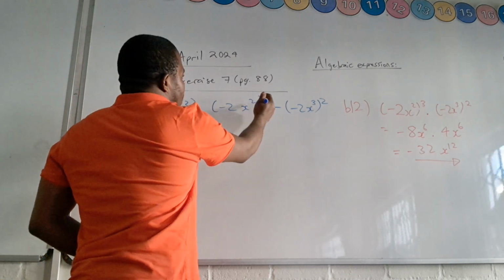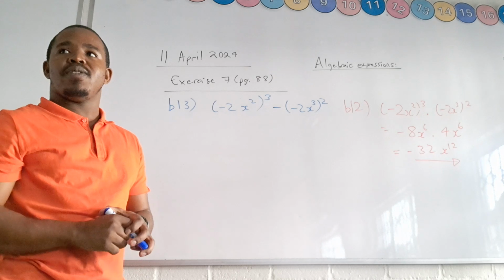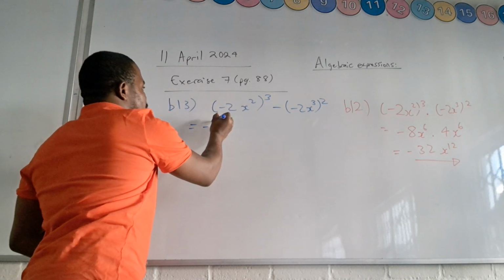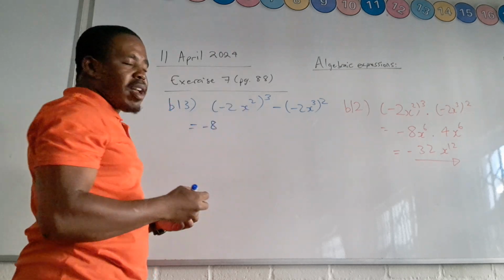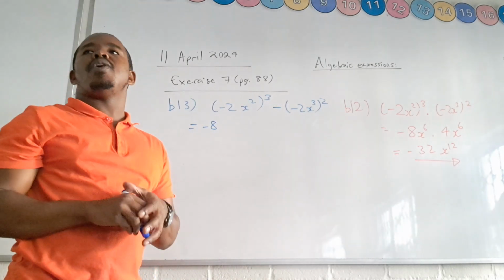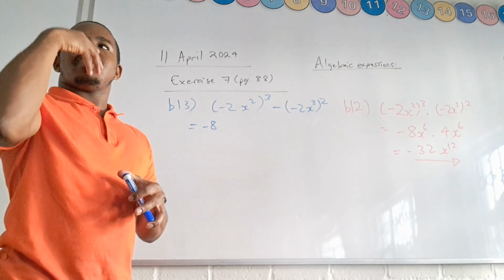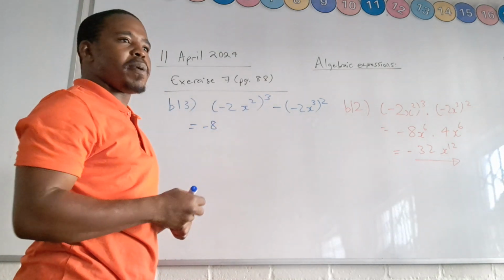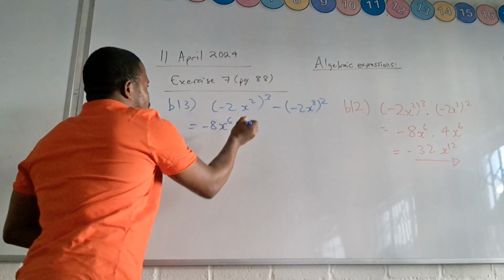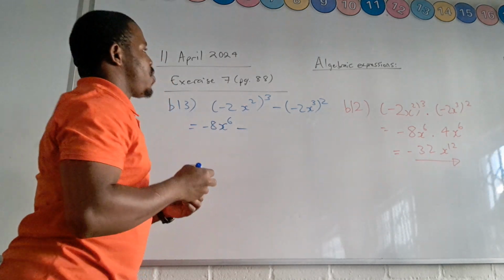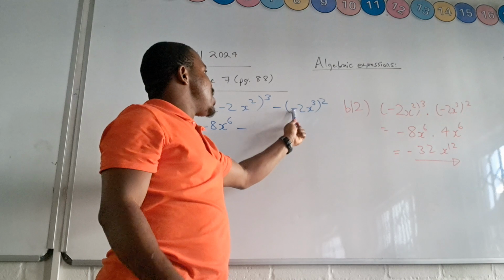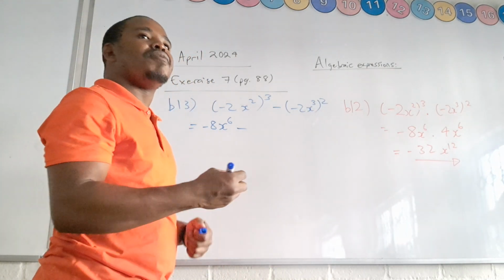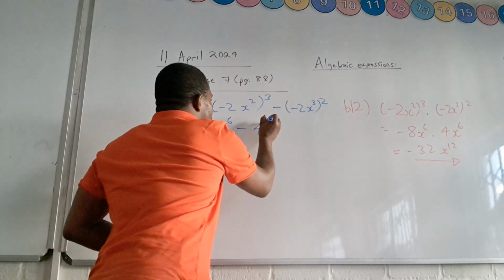So again, a negative number raised to an odd exponent, your overall becomes negative. 2 to the power of 3 is 8. When you raise x squared to another power, what happens? You multiply the exponent. X to the power of 2 times 3, which becomes x to the power of 6. Then minus. Now you have to simplify this. This becomes negative 2. When you square negative 2, you get 4. Positive 4.